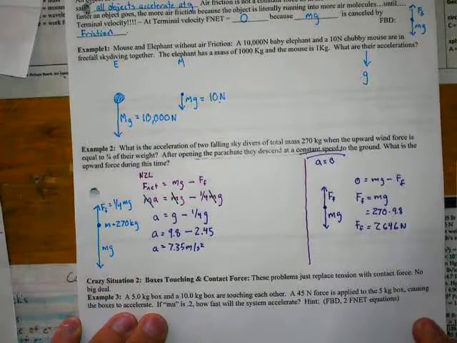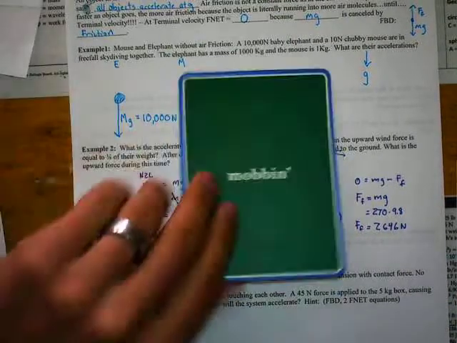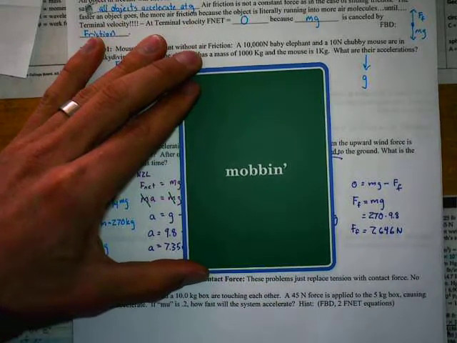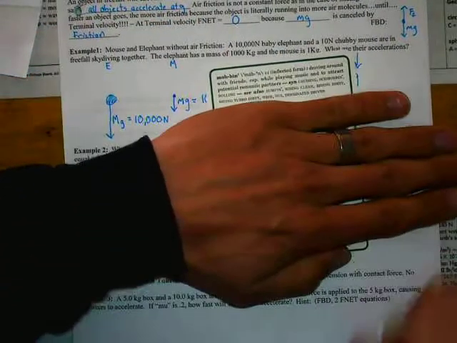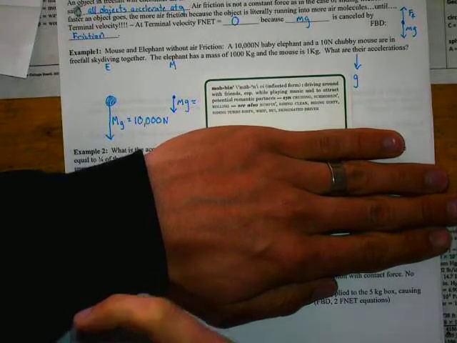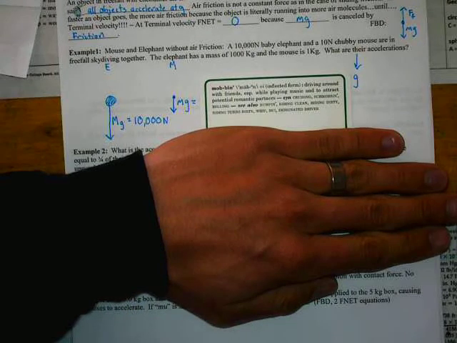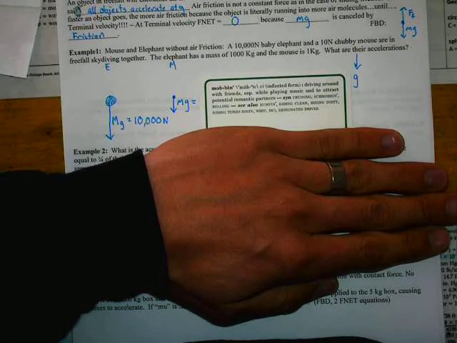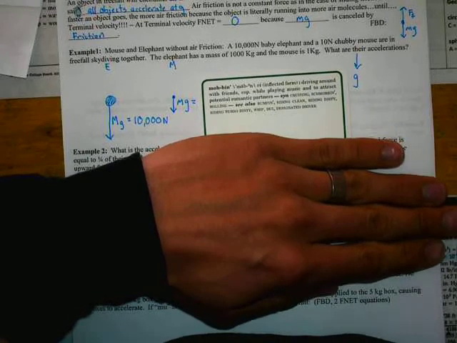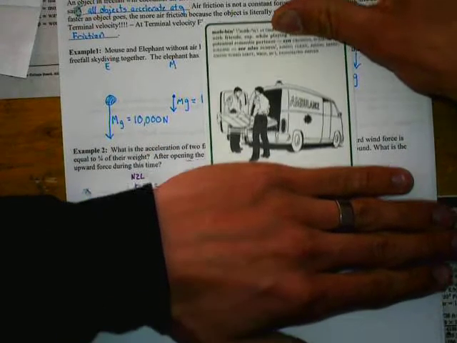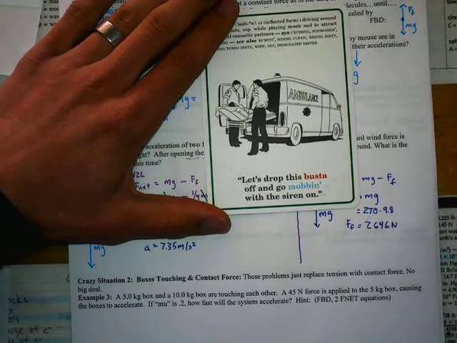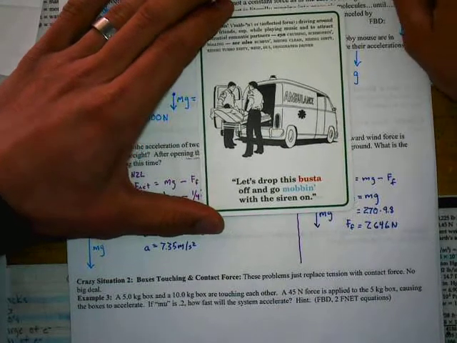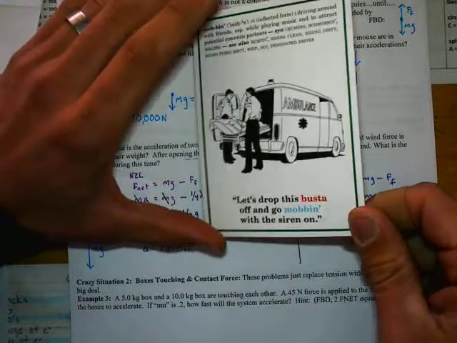Now it's time for a surprise trendy slang flashcard. Mobbin. Anybody know what that means? I didn't think so, let's check it out. Here's the definition. Mobbin means driving around with friends, especially while playing music, and to attract potential romantic partners. Synonymous with cruising, schmobbin, rolling, and other things. An example: some medical professionals here, you might hear them saying something like this. Let's drop this busta off and go mobbing while the siren's on. Pretty interesting stuff. Now you know some new slang. We'll get some more of those later.